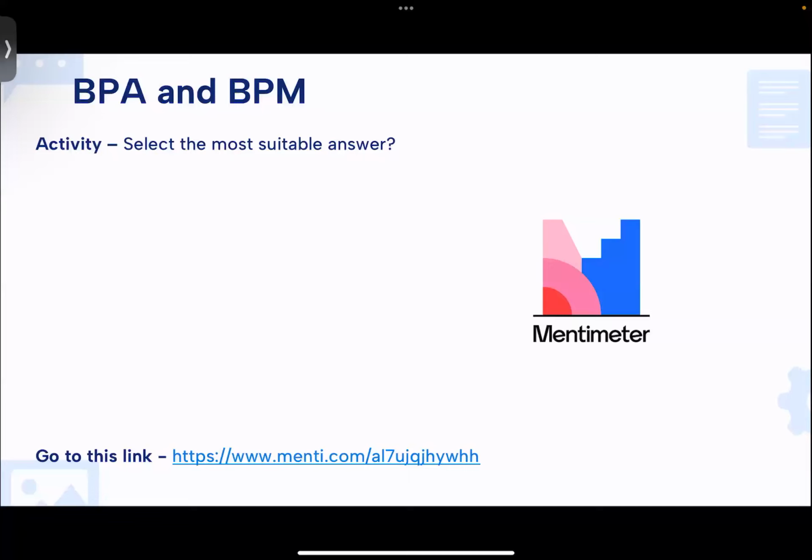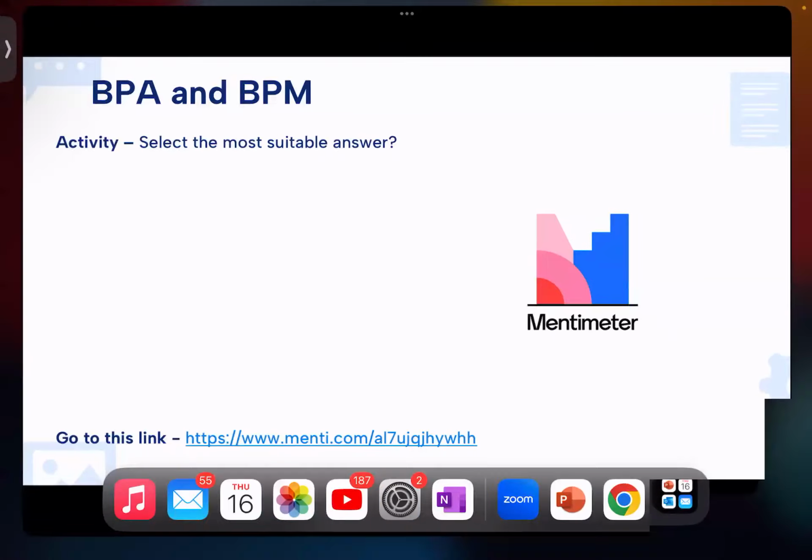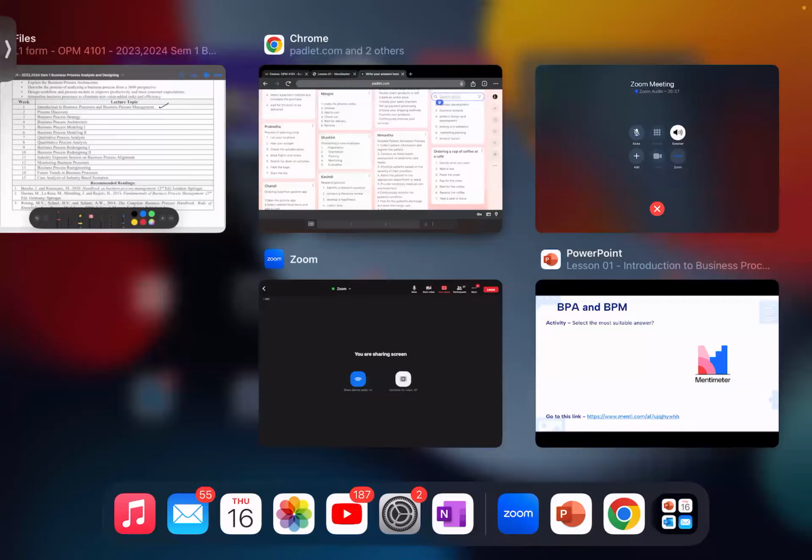So we will do a small Menti activity. What we have to do is select the most suitable answer out of these three things. So go to menti.com. Is everyone familiar with Menti? What you have to do is go to menti.com.